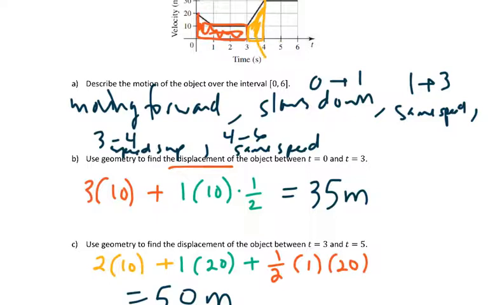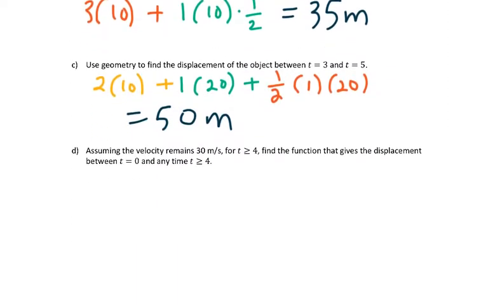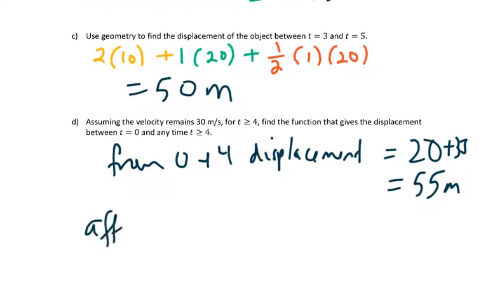And if you think about this amount, this square here is 10, and then this triangle there was 10. We found that already, so that's 20. So from 0 to 4, the displacement is 20. No, 20 plus 35, 55. Okay, after 4, it's going to be always 30 meters per second.